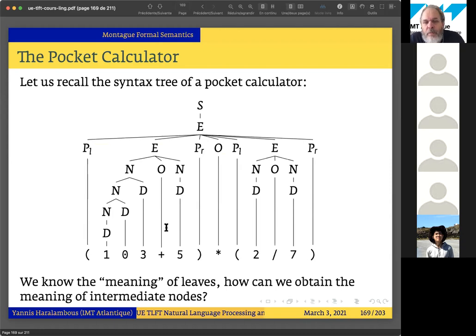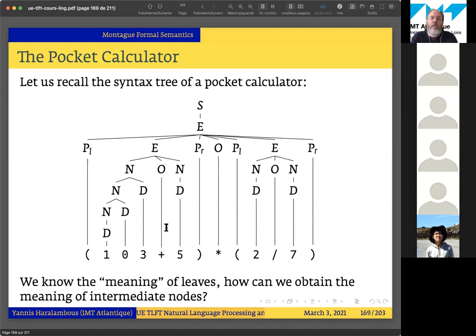Another way of exploring meaning, and this time on the level of sentences, is to use a knowledge representation language. For example, we can use first order logic. The question is, how do we go from sentences to logic? I will start with an example which is not natural language, a different kind of language.